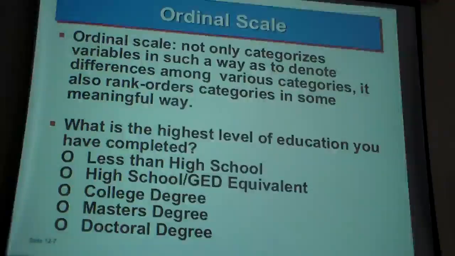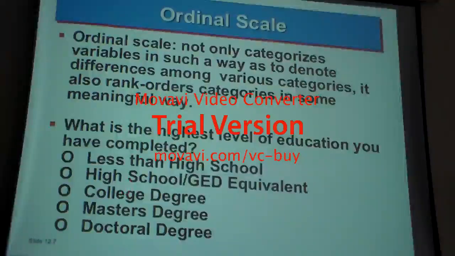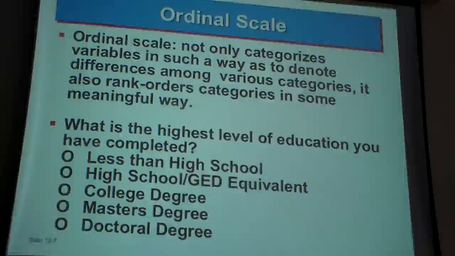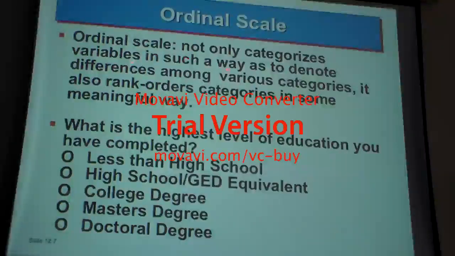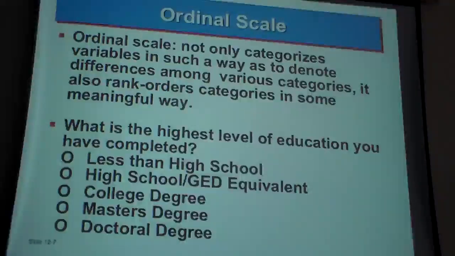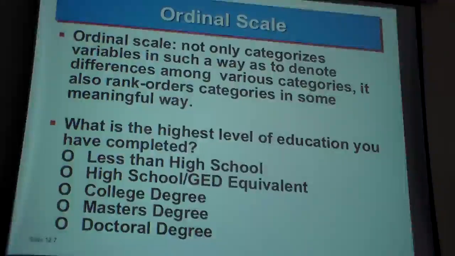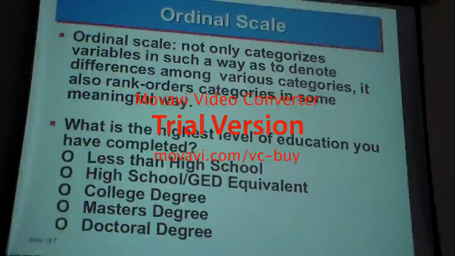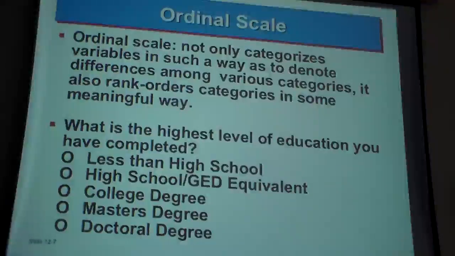Okay? You have ordering. You can say this is the first rank, doctoral degree, and then master's degree, college degree, high school, and less than high school. This is what we mean by ordinal scale. It is not only categorizing variables like nominal. Here we show how these categories are different from each other. They are different from each other by the rank, the order. This one is more on the top, this one is after it, this one and this one until the last one.